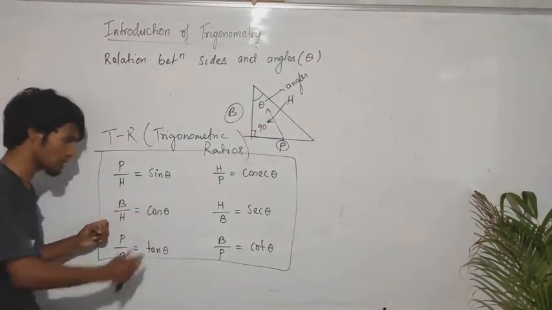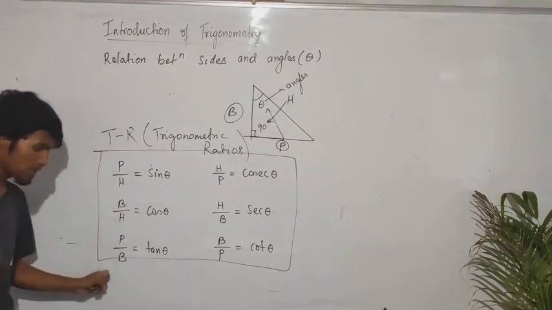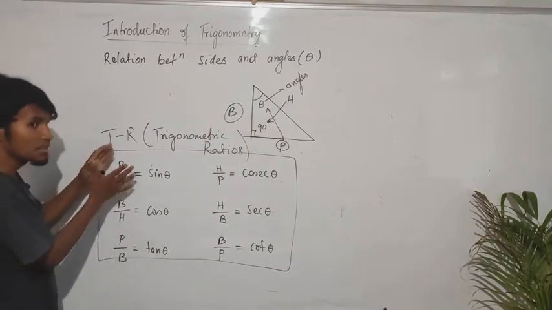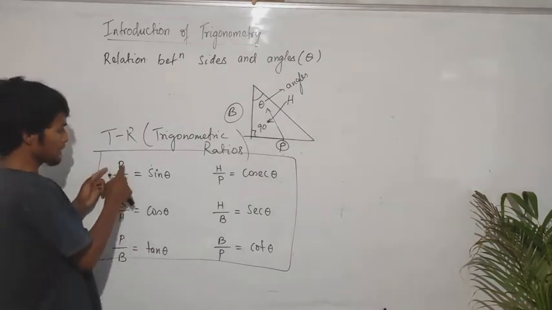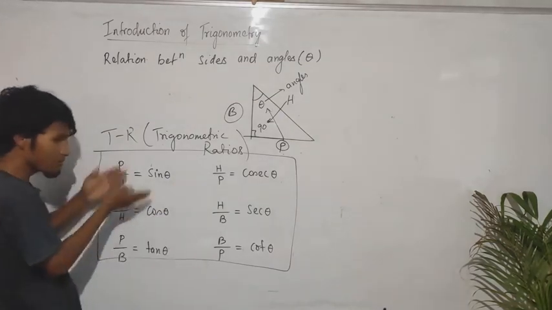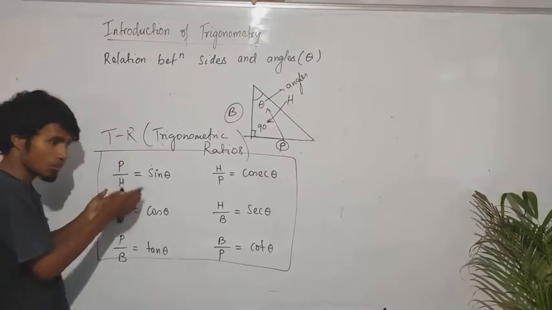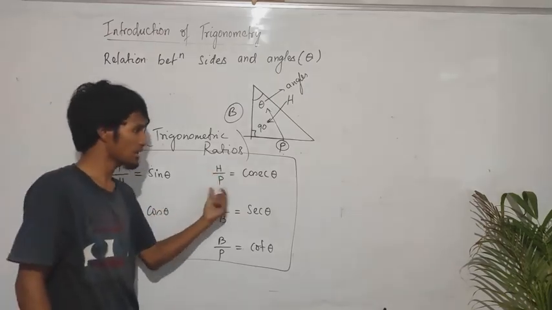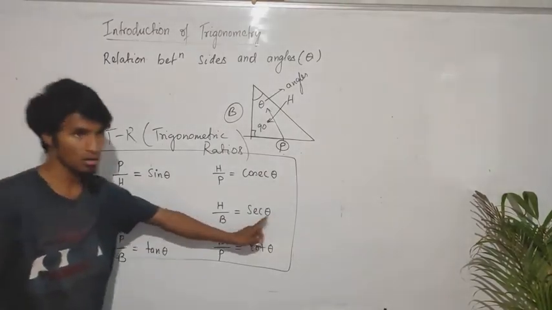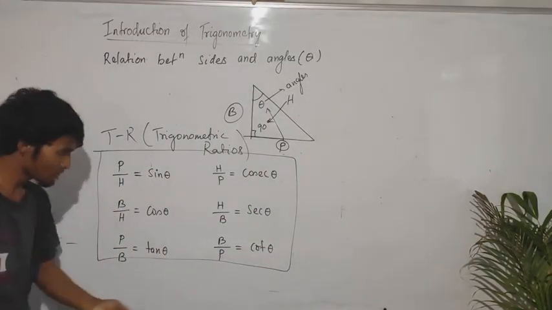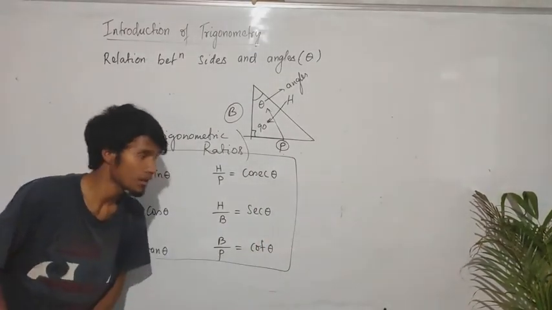Base by hypotenuse will be cos theta. Then perpendicular by base will be tan theta. Remember at least these three, then the rest will come automatically. Because this is P by H, and here is H by P, just the reverse or reciprocal of this. Then H by P will be cosec theta. Then the reversal of cos theta is sec theta. Then the reciprocal of tan theta, B by P, will be cot theta.